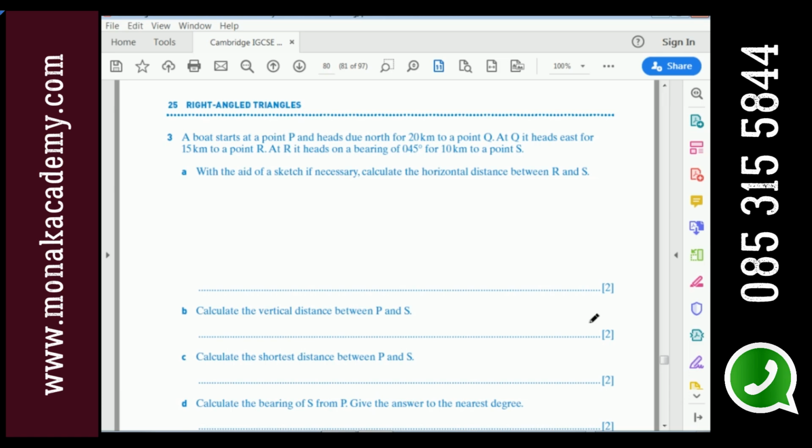Okay. A boat starts at point P, right? We don't know what point P is, but we can just decide where to put it. We already talked about this, how math is a lot of English, right? Okay. My question is, is east always right or left?